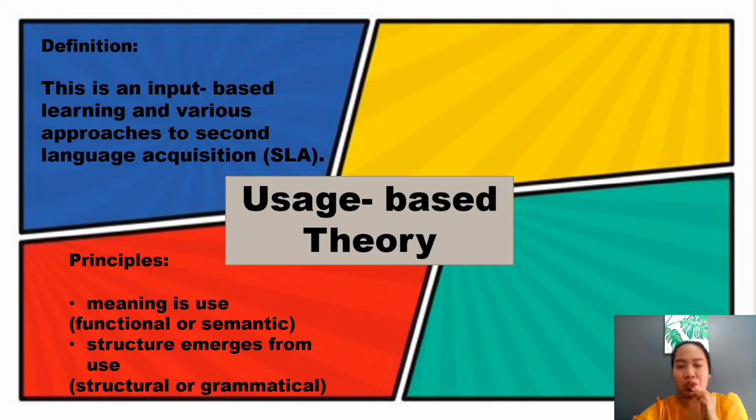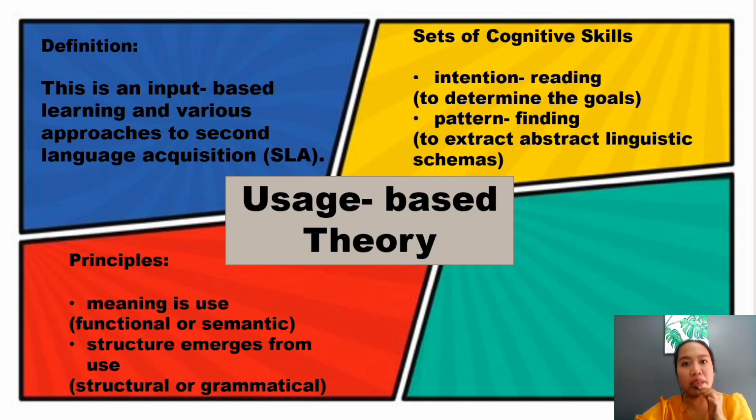Combining these two approaches, Tomasello proposed a usage-based theory of language acquisition. He stated that children acquire language equipped with two sets of cognitive skills: intention reading and pattern finding. Intention reading is what children must do to determine the goals or intention of mature speakers when they use linguistic conventions to achieve social ends, and thereby to learn these conventions from them culturally. That is in accordance with the functional approach I mentioned earlier.